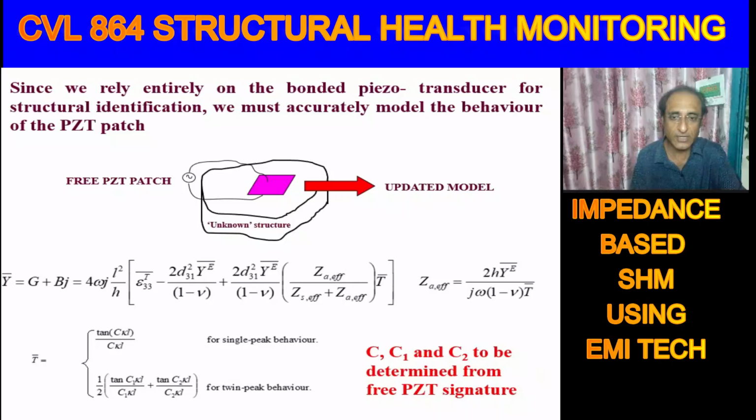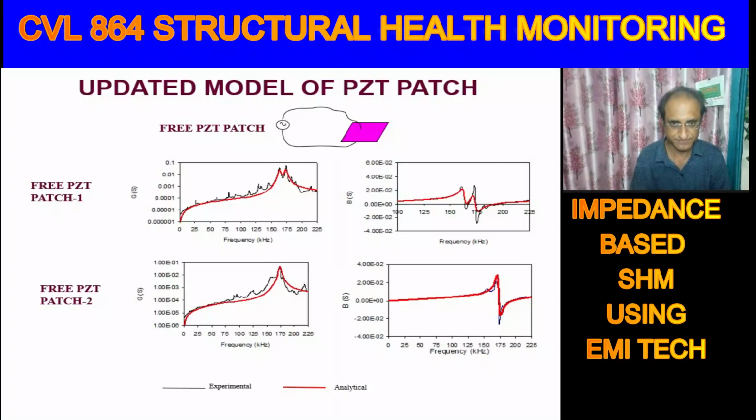So this will give us a better representation of the phenomena. What we will find is that we need some fine tuning. So we have to insert this parameter C, or C1 and C2, and that helps in fine tuning, in updating the model of the piezo patch based on the free piezo signatures. So what we do is matching. For example, here we have done the matching. Now the theoretical and the experimental free piezo signatures are matching.